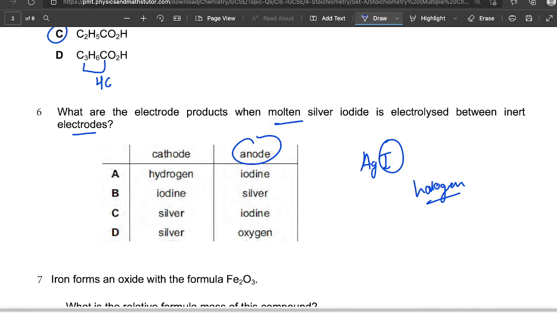So hence why the silver will be at the anode side. Okay, so we can see the iodine will be on the anode side. So from the options we can see it's either A or it's either C.